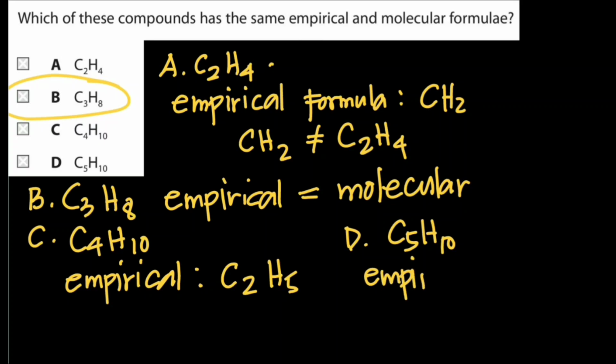The empirical formula of this one is just CH2, so we divide by 5. And that one is not the same as the molecular formula. So only letter B here, C3H8, has the same empirical formula and molecular formula.